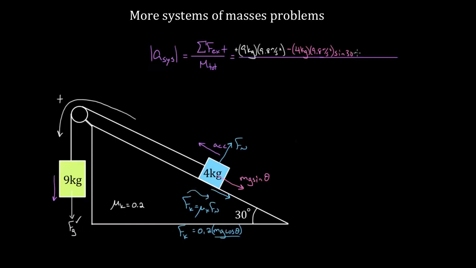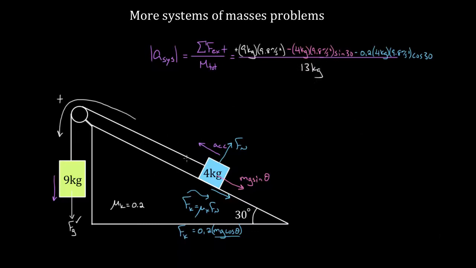So I'm going to need a negative 0.2 times 4 kilograms times 9.8 meters per second squared. So that's a 0.8. And then I need to multiply by cosine of the angle. And in this case, the angle is 30 degrees. All right. And now, finally, I divide by my total mass because I have no other forces trying to propel the system or to make it stop. And my total mass is going to be 13 kilograms.